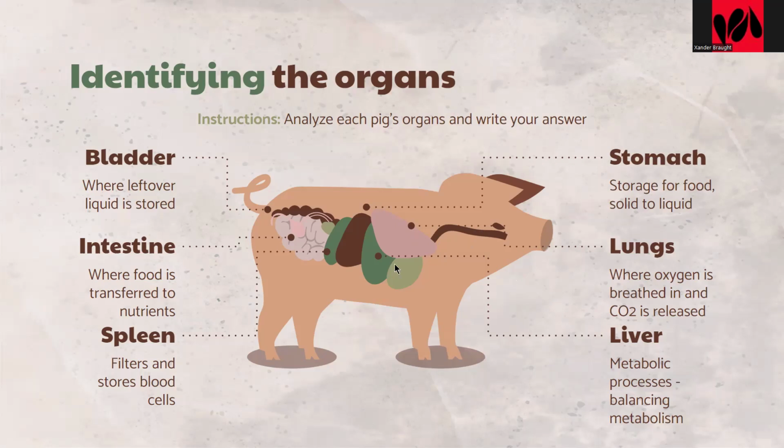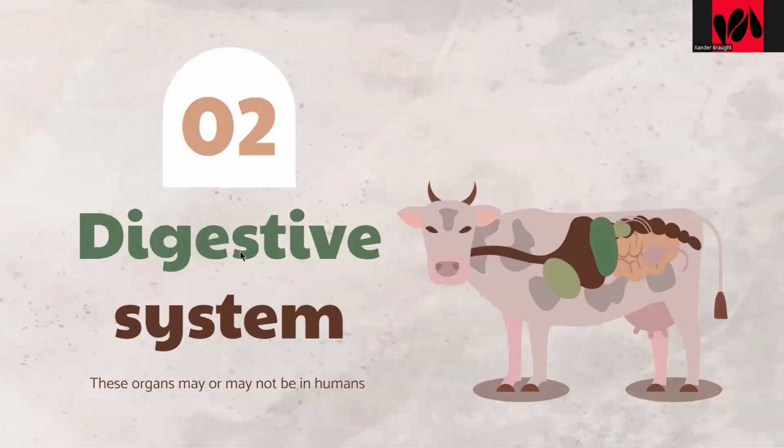This is a liver down right here. This is metabolic processes, balancing metabolism. If you're not sure what that is yet, just take the anatomy course. So I'm forcing you guys to take the anatomy course. There you go. This is the digestive system.